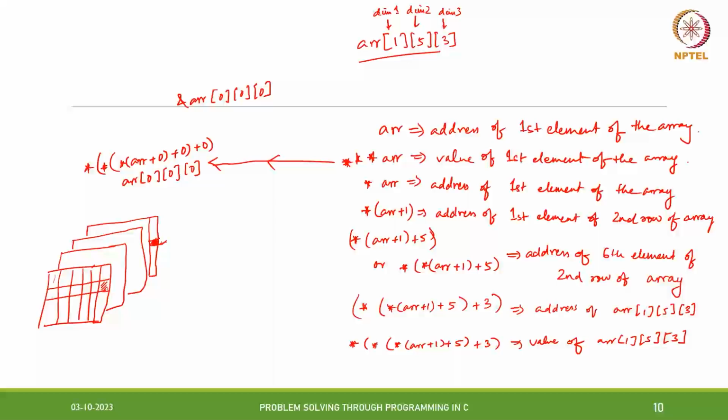Alright, but I point still to the address. Now if I add another star, that means I'm asking what is the value of this element. So this is equivalent to ARR of 1, of 5, of 3. Is it clear? Like what exactly this pointer notation means, each step of it?